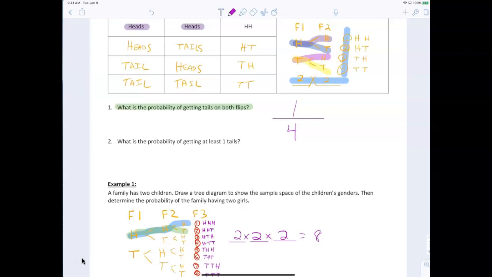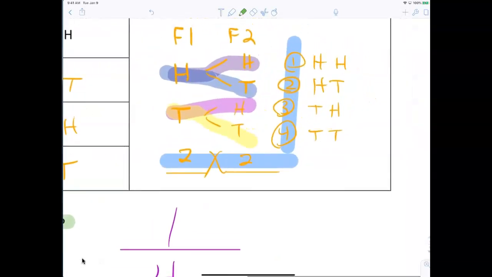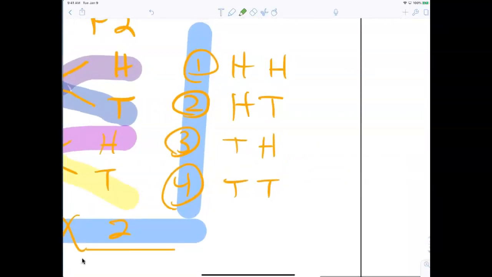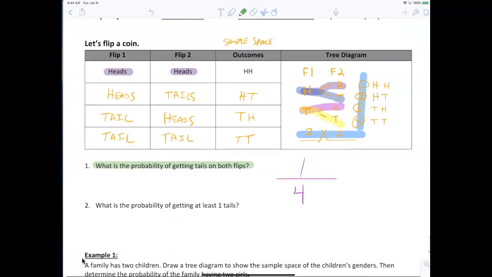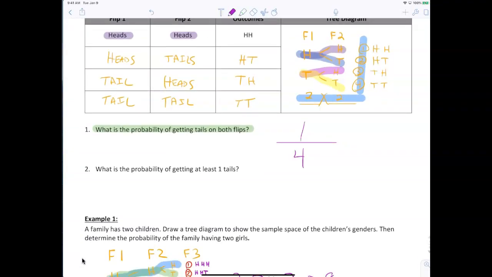All right, so let's take a look. Here's our outcomes, right? How many of those 4 outcomes have both tails? 1 out of 4. Well, how many of them have at least one tail? That's how simple. 3 out of 4. So that's why question number 2 was what? 3 out of 4. What time is it?